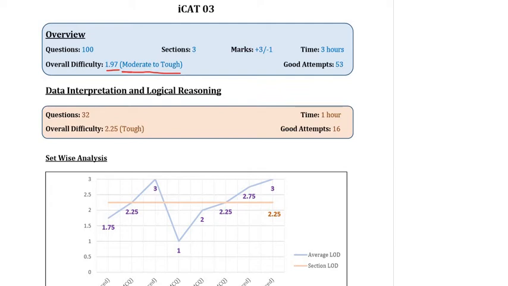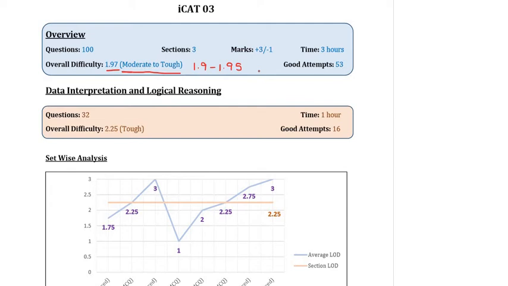As explained earlier, if each question is given an LOD or difficulty from 1 to 3, where 1 stands for easy and 3 stands for tough, then the average difficulty per question for any question here was just below 2 or just below moderate. Just to put things into perspective, the average difficulty for CAT has been rated somewhere between 1.9 to 1.95.